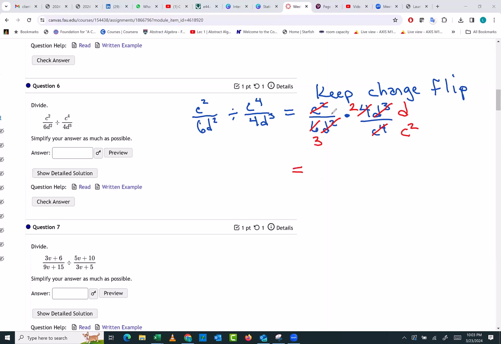And now all I have to do is grab the pieces that we haven't canceled. So we have a 2, we have a d, we have a 3, and we have c squared. And that is the answer. We have 2d over 3c squared. And that's really it. That is our final answer.